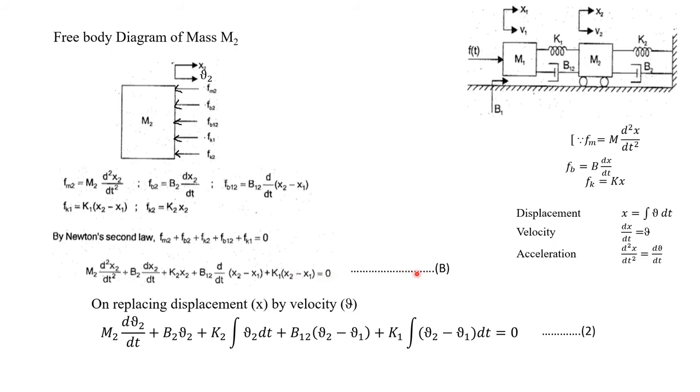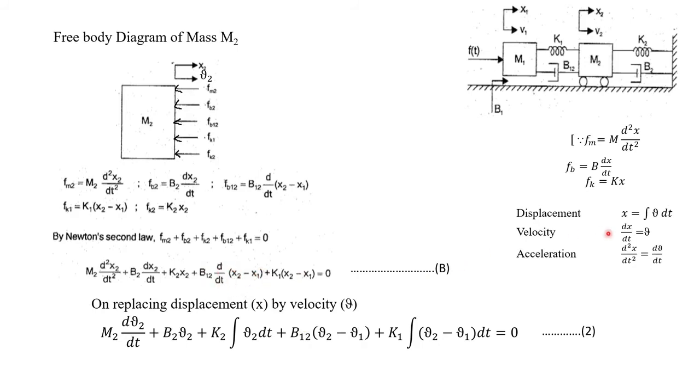So now what we have to do? We have to replace x by v. For that we have to use this formula. We have to study this formula, very, very important. So m2 into d square x2 divided by dt square will be dv by dt, so here we have to write it as dv by dt. Then b2 into what is dx by dt? That is nothing but v. dx2 by dt means it will be v2. Then plus k2 into, how will you write x in terms of velocity? See the formula, integration. k2 into, how will you write x2? Integral v2 dt. Then b12 into d by dt, so this can be written as dx2 by dt minus dx1 by dt.